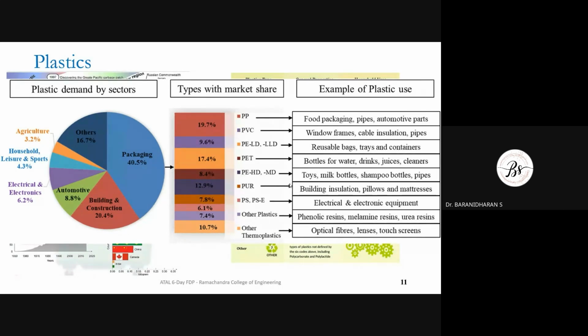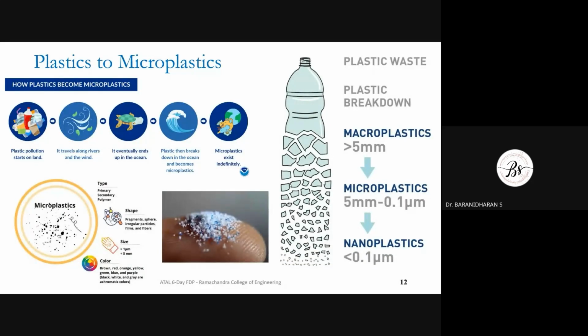But looking at them, packaging dominates a lot, followed by building construction, automotive, electrical and electronics, household, and agriculture. Within packaging, it is very easy to correlate the amount of packaging we had five or six years back with an Amazon product, and the packaging we receive now. Packaging can be of anything, as we have already seen. Again, whether the plastic remains as plastic is one big question.